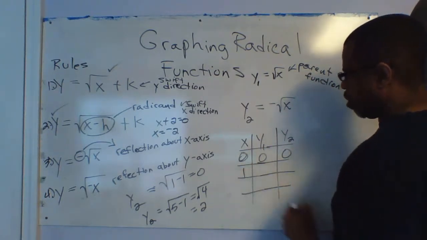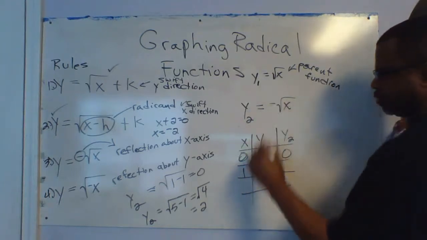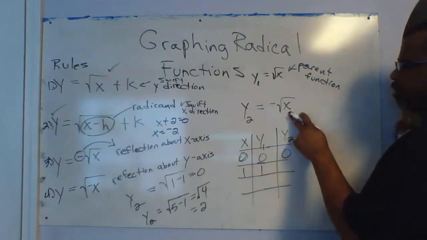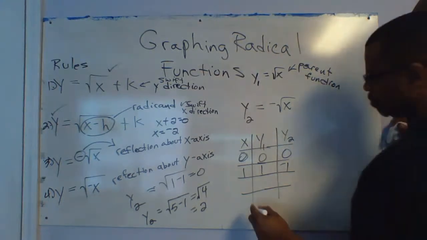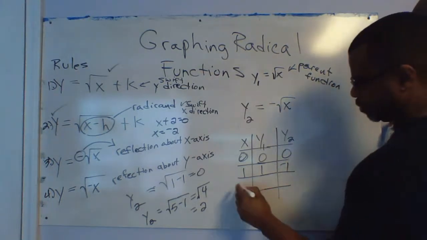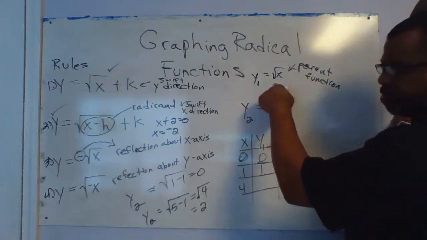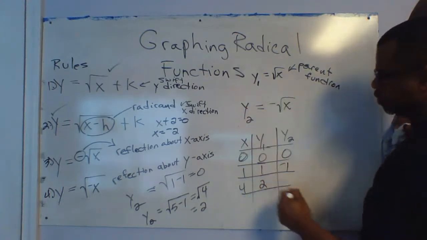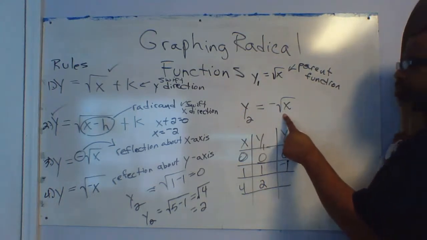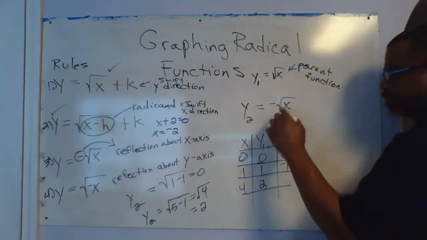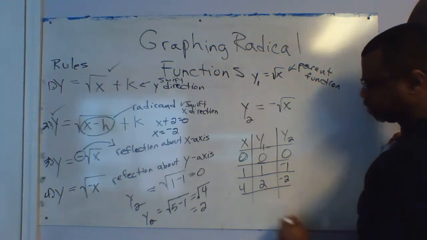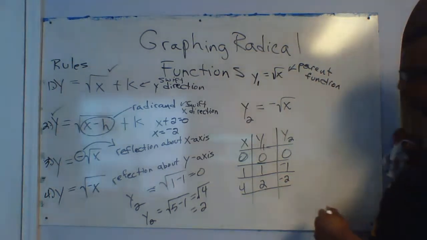Okay, so we're going to do 1. The square root of 1 is 1, but we have a negative on the outside, so that's negative 1. Then our perfect square is 4. We take the square root of 4, and that's going to give us 2. But with the negative in front, that's negative 2. So these 3 points will be fine.